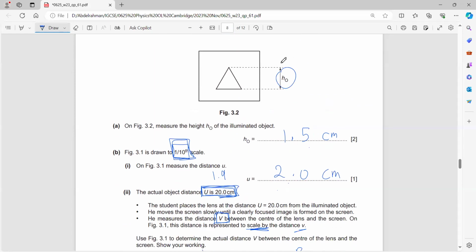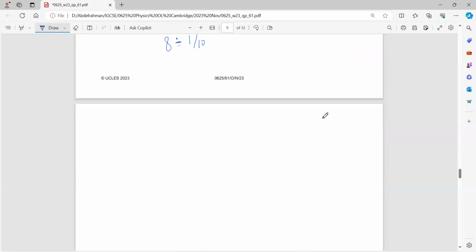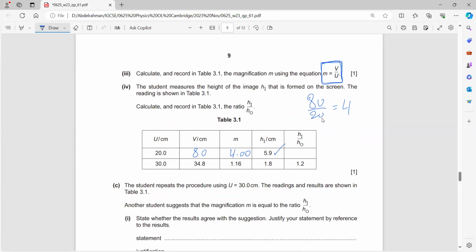We have to make sure they both have the same unit. For example, some people wrote down H note as 15 millimeters, and that would be correct. Don't worry. But here, to find out HI over H note, you have to make sure that HI is in centimeters and H note is also in centimeters. Okay, let's calculate it: 5.9 centimeters over 1.5 centimeters. If you had your H note in millimeters, you had to change it to centimeters. Let's calculate it quickly together.